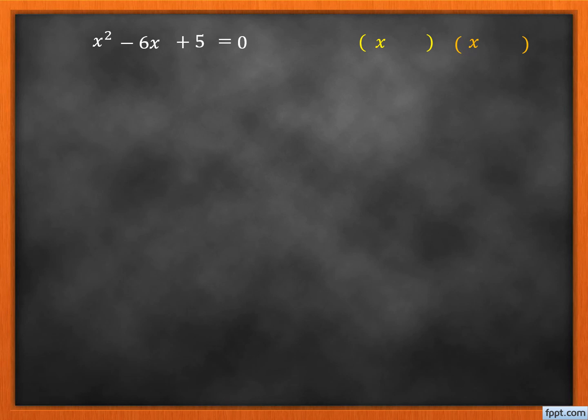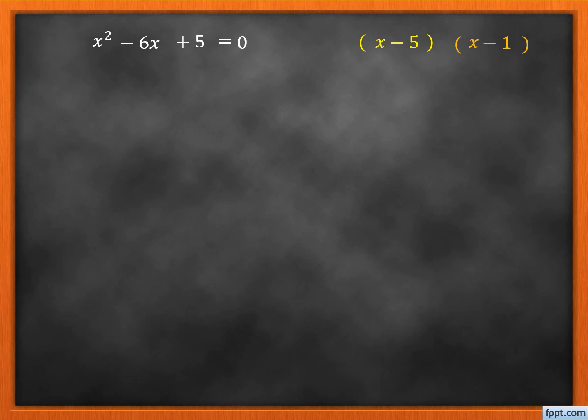Again, think of two numbers that when added, the answer is negative 6, and when multiplied, the answer is positive 5. And those two numbers are negative 5 and negative 1. Because negative 5 plus negative 1 is negative 6, which is the coefficient of our middle term. And negative 5 times negative 1 is positive 5, which is the last term of our equation.